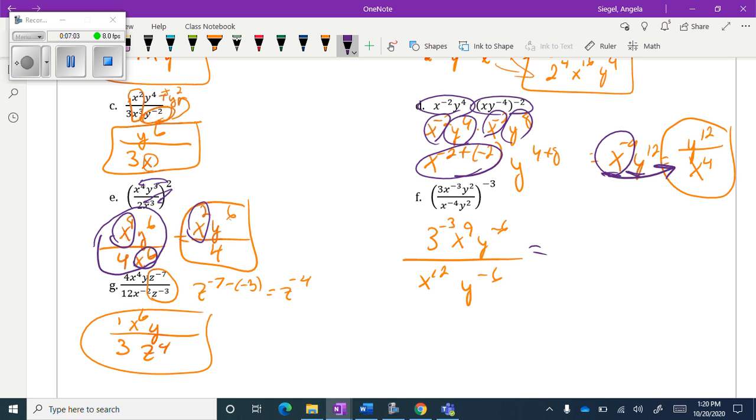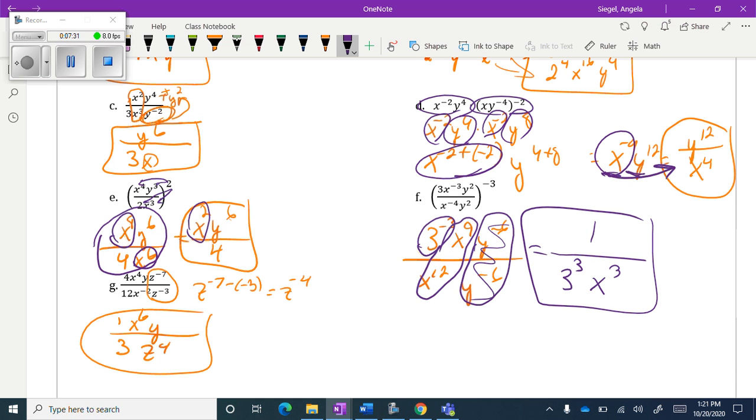Okay, so I left F because there was a lot going on. So I was left with y to the negative 6, y to the negative 6. Anytime you have the same thing top and bottom, it's going to cancel out. So I wouldn't even worry about that. This 3 to the negative 3rd, he's not happy on top, so he's going to go down below. And then I have 9 x's on top and 12 x's on bottom. So I'm going to be left with 3 x's on bottom. So I need a filler, so I'm just going to add a 1.